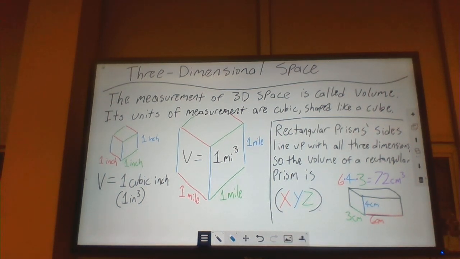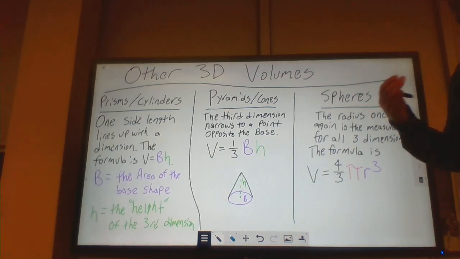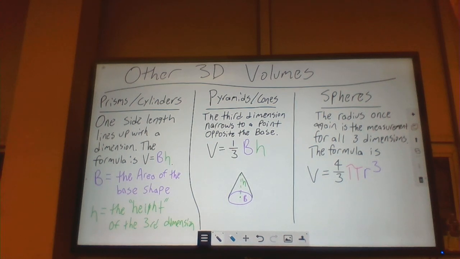Much in the way that rectangles are the perfect shape for 2 dimensions, rectangular prisms, also known as a box, are the perfect shape for all 3 dimensions. This is because their sides line up with the dimensions. They're all perpendicular with each other. Therefore, the volume of a rectangular prism is simply the x dimension times the y dimension times the z dimension, no strings attached. However, just like with 2-dimensional, there are other 3-dimensional shapes that we need to concern ourselves with.